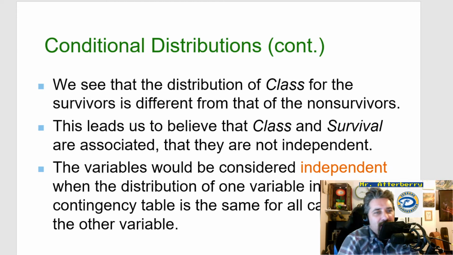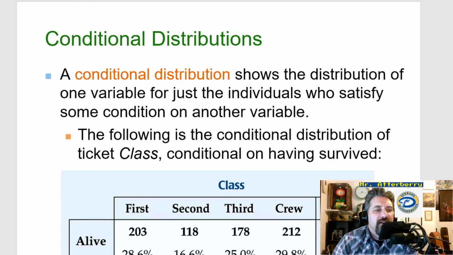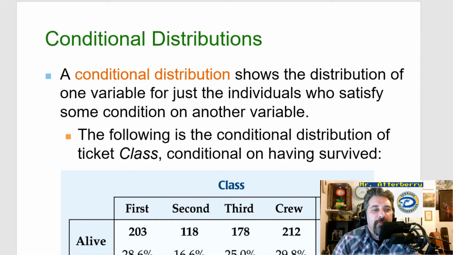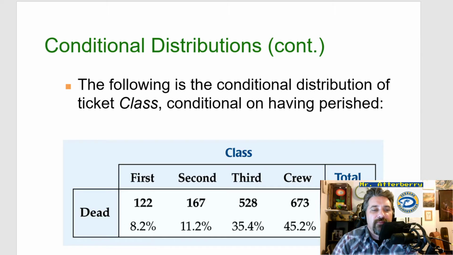So the general answer I like to use as a general starting point is usually about 5%. The number 5 you might hear a lot in this class, like 5%, like 0.05. So if we went back here and looked at all these values, alive and dead, you see how it's 28.6 and that's 8.2, 16.6 and 11.2, 25, 35, 29, and 45.